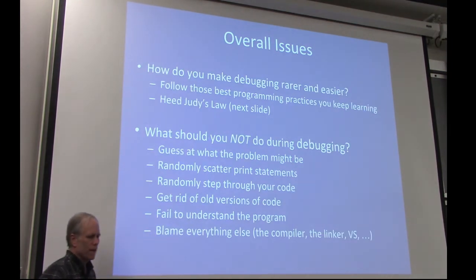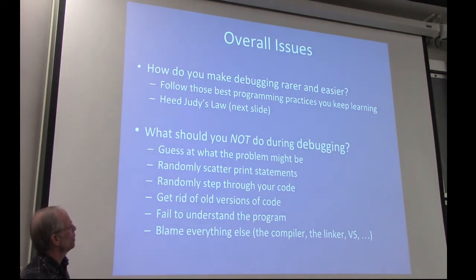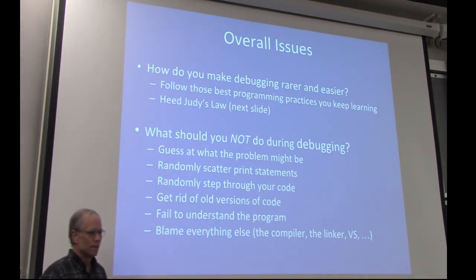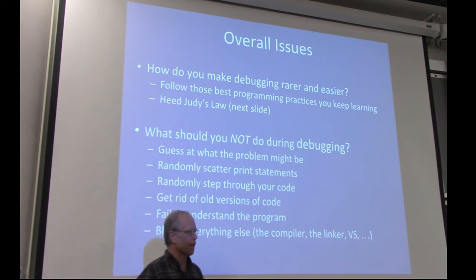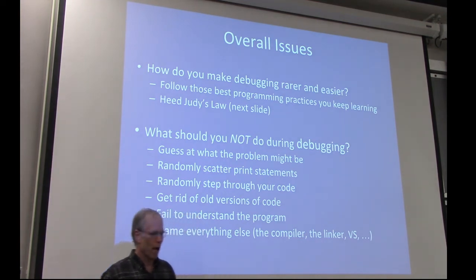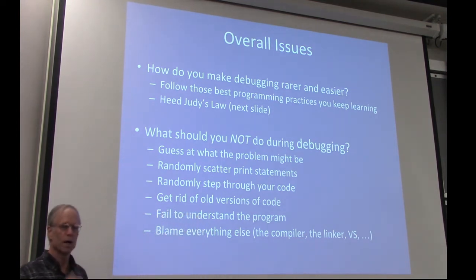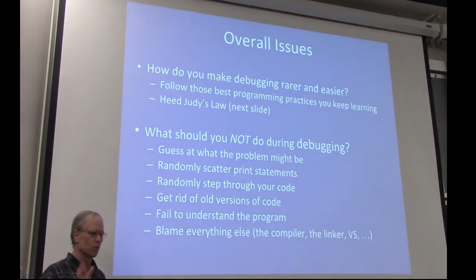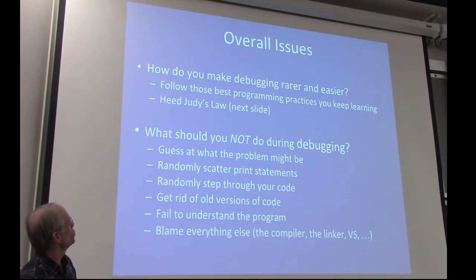Now, to make debugging rarer and easier, you follow best programming practices. When we say things like instance variables should be private, one reason we say that is that it's shown with experience that public instance variables tend to be a source of bugs. Poorly named variables tend to be a source of bugs. Uncommented code tends to produce bugs. So the more hygienic you are about producing well-structured, easily understood code, the fewer bugs you'll make, and the easier it's going to be to find them when you're done. Another thing you can do is heed Judy's law, and I'll explain what Judy's law is on the next slide.